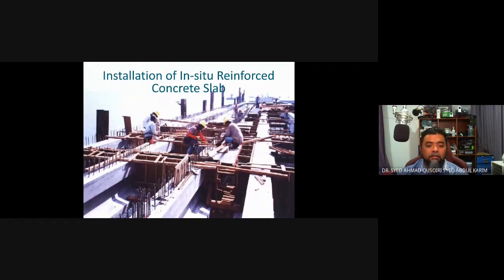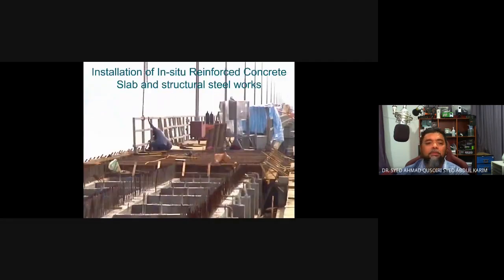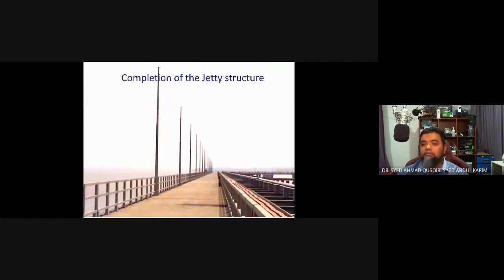They are doing the RC formwork, I believe. Installation of in situ reinforced concrete slab and structural steel. So completion of the jetty structure.